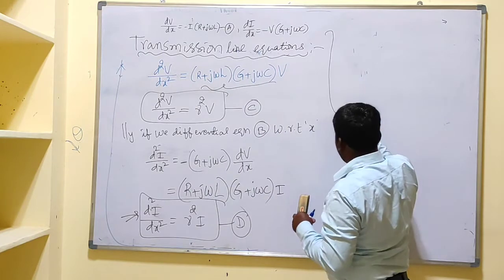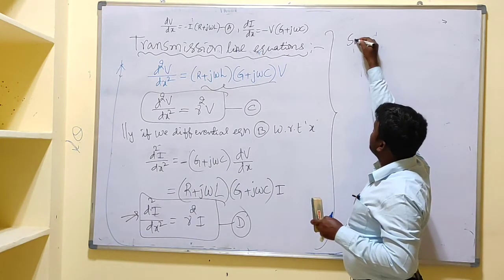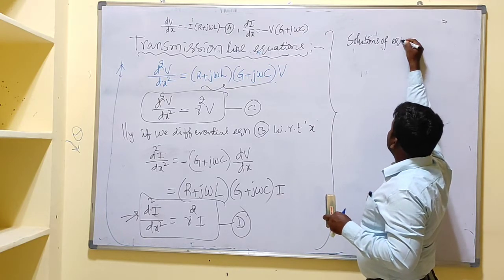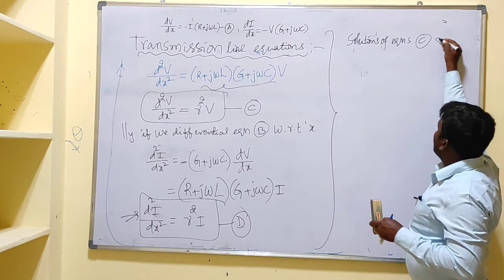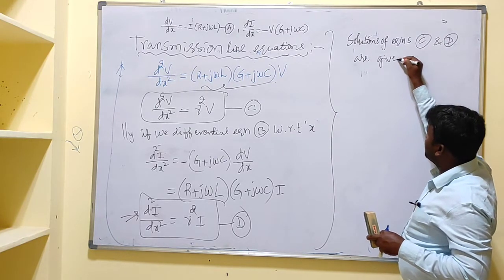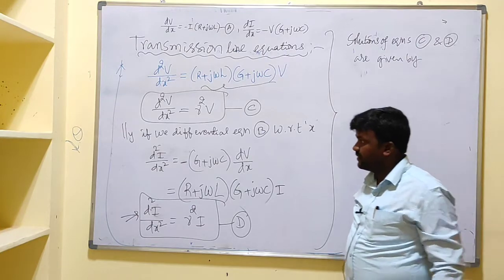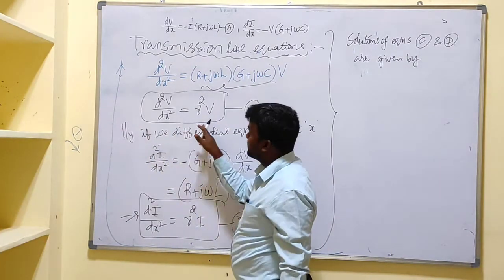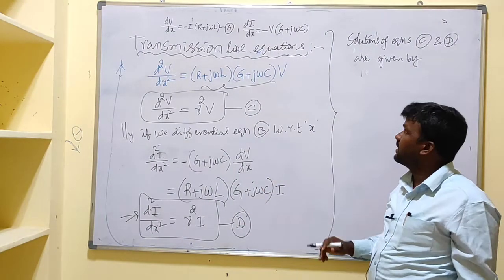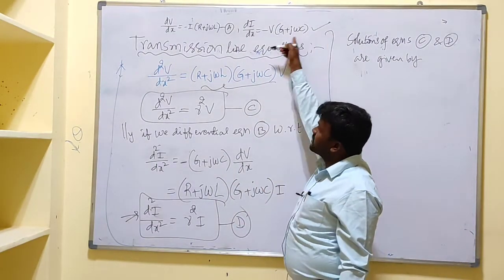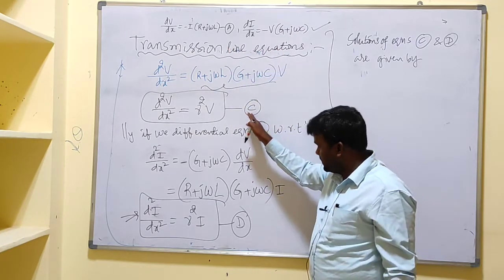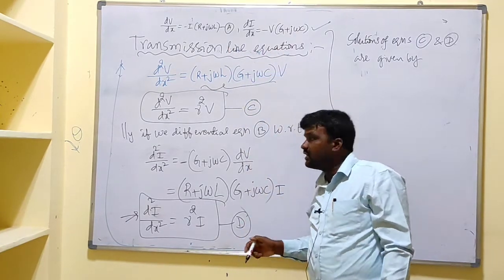The solutions of equations C and D are given by... What is equation C? It is a second order differential equation. So this equation is the equation of the transmission line in the form of second order. These are equations of the transmission line in the form of first order, they are first order differential equations. These equations C and D are second order differential equations.